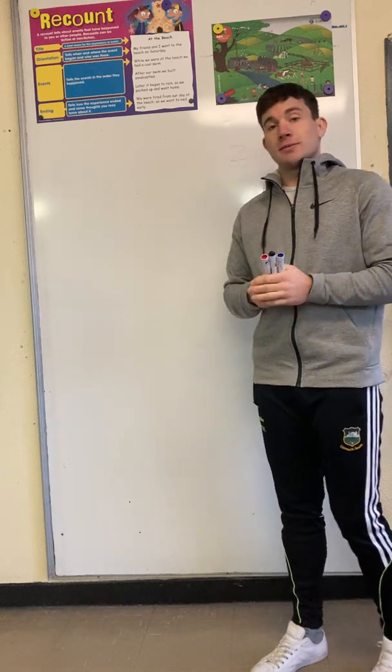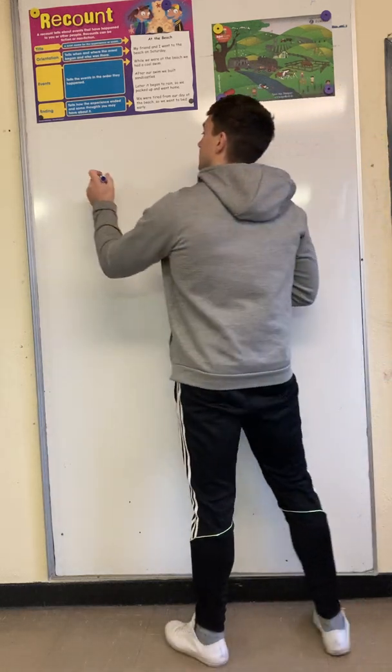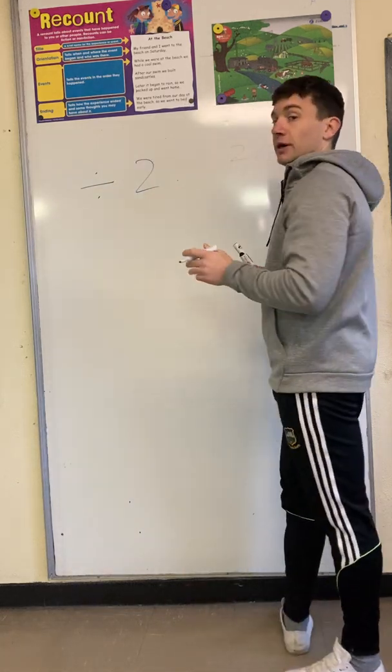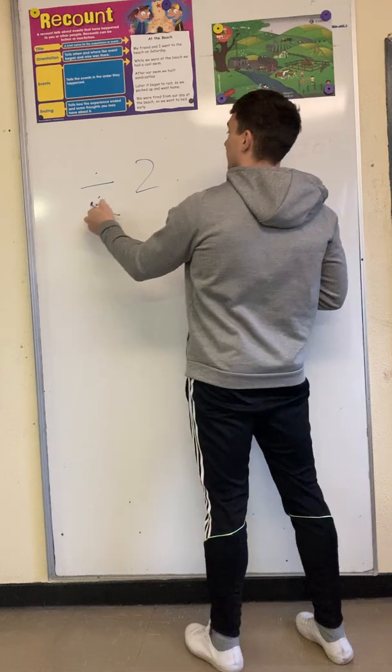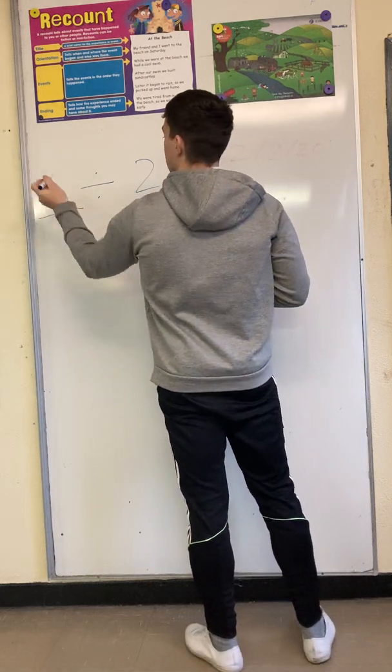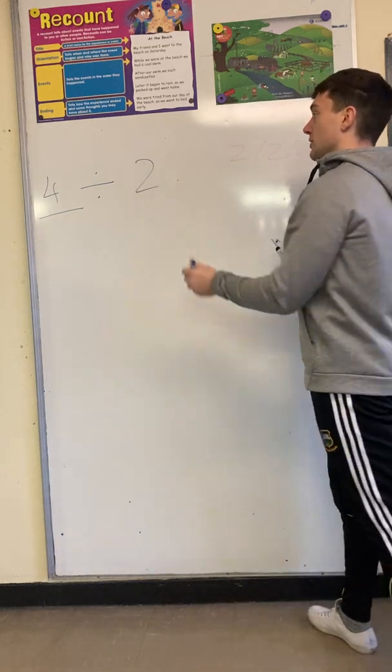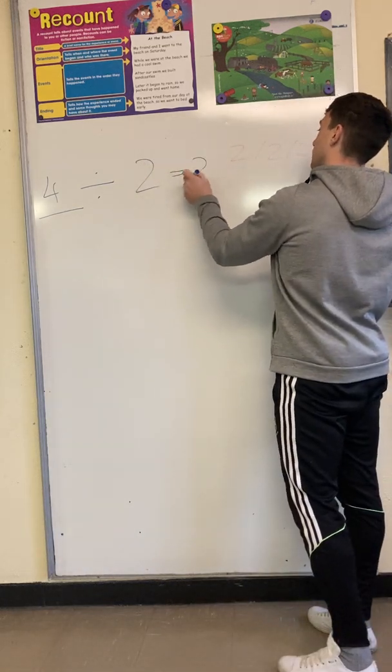And as you know, when you're dividing by 2, the sign looks like this. Okay, so to divide, you have to have a bigger number in this box. So a bigger number than 2 would be 4, 5, 6, etc. 4 divided by 2 is 2.